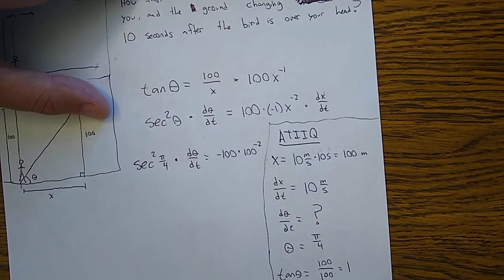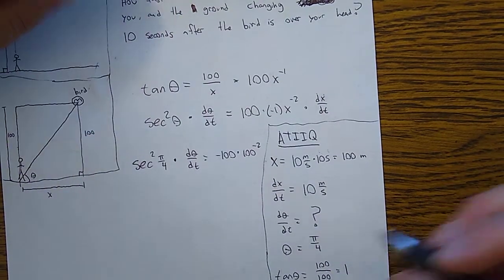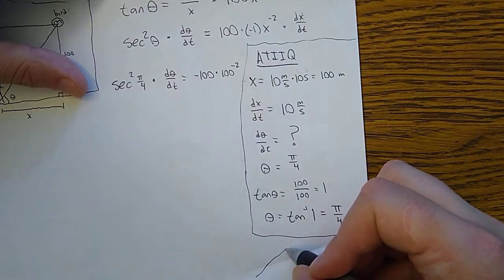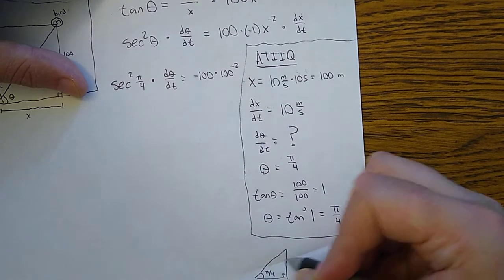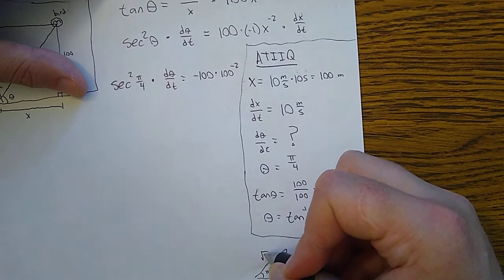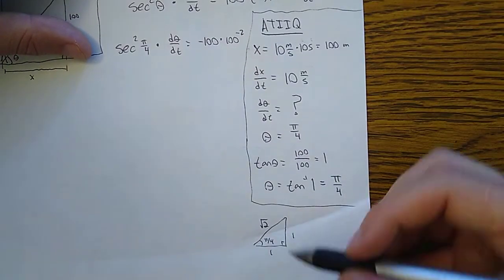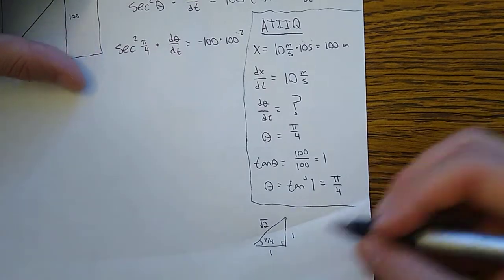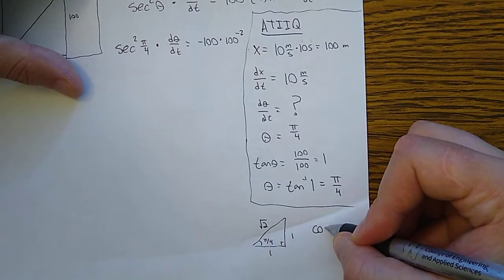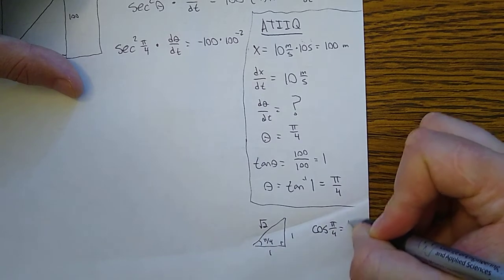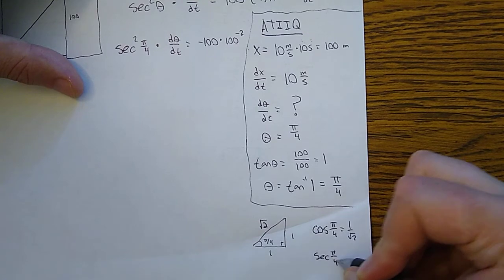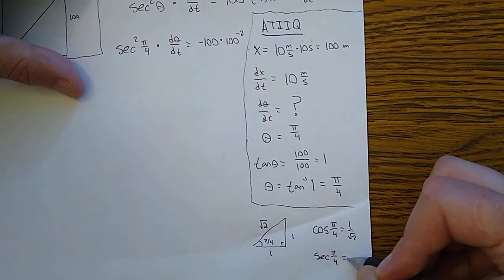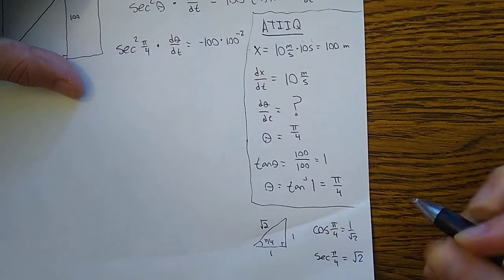Right? So, yeah. Pi over 4 is 45 degrees. So I'm drawing my 45, 45, 90 triangle like this. Based on this picture, I can remember that the cosine of pi over 4 is 1 over root 2. So that would mean the secant of pi over 4 is just root 2 because it's the reciprocal of that. So secant squared would just be 2.